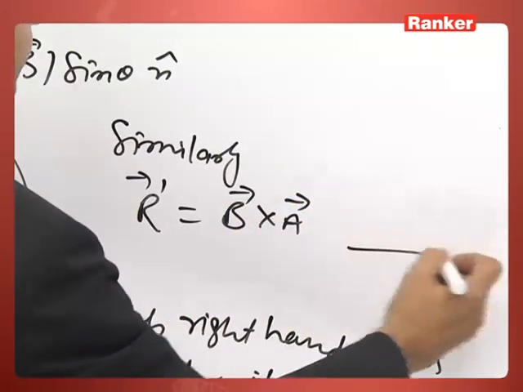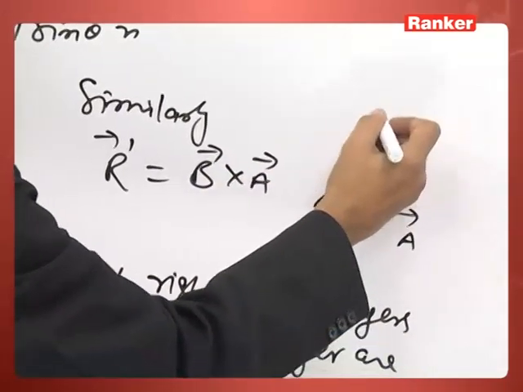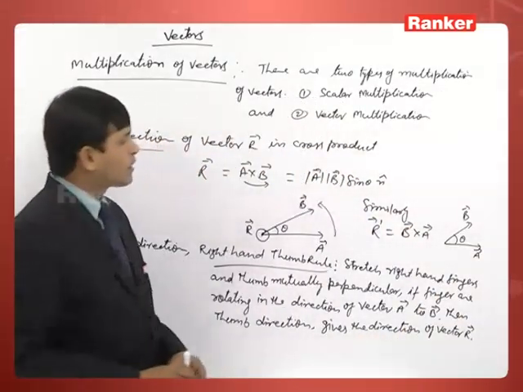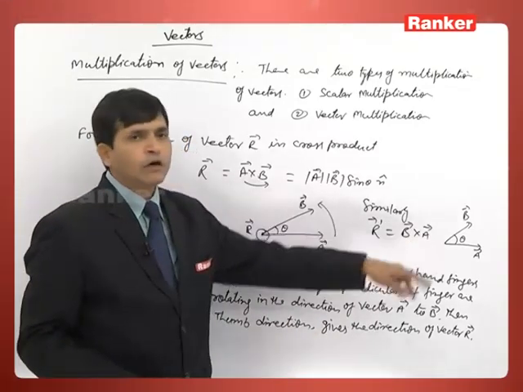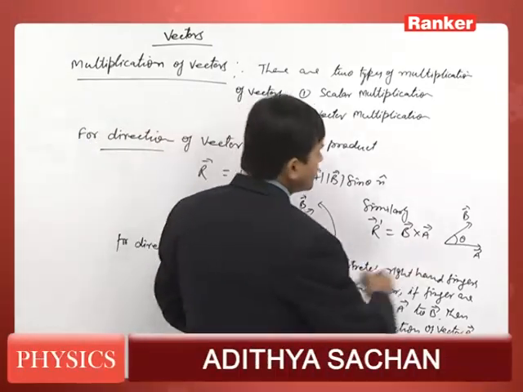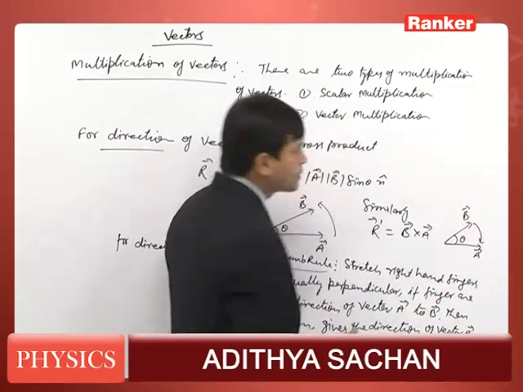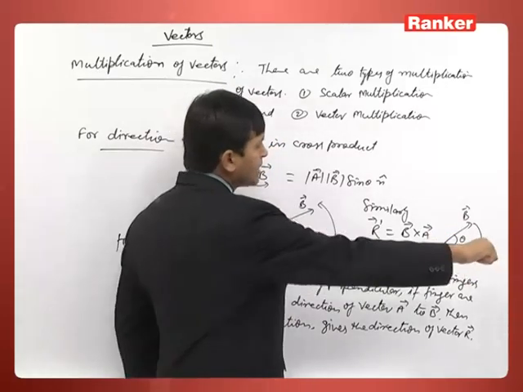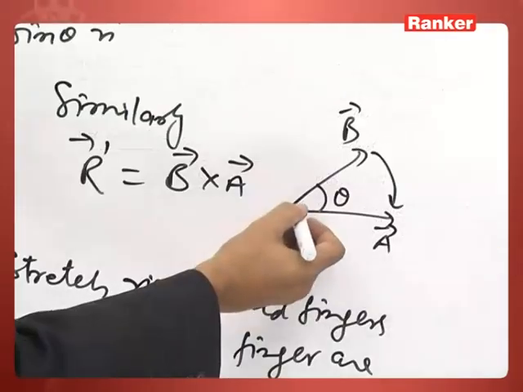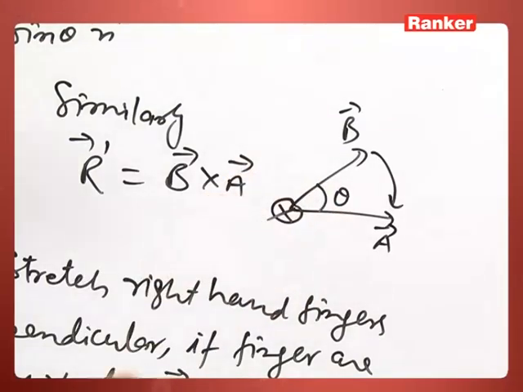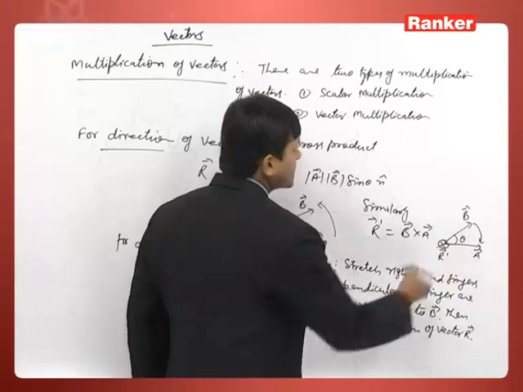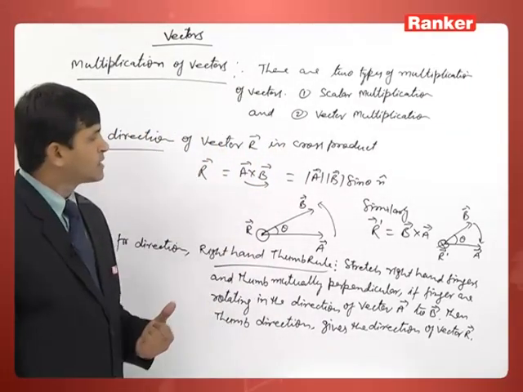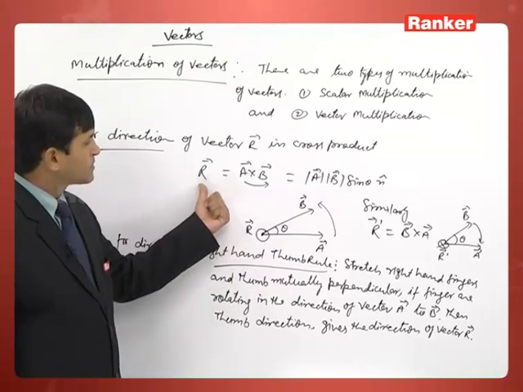Our a and b are in the same direction, but here our aim is determination of b cross a. So b cross a means our finger should go from b to a. If the fingers are from b to a like this, where is the thumb? The thumb is inward, so that inward means you can say here cross. The cross gives the direction of vector r. So in this manner we can determine the direction of vector r.